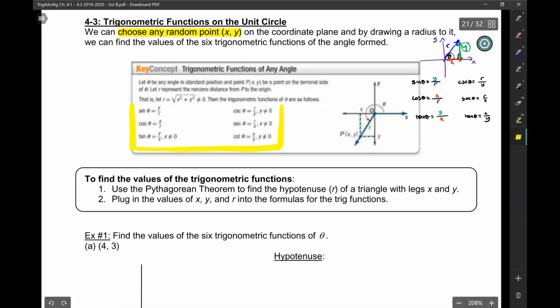I told you before, I always love my steps, right? So here's another one broken down into steps. To find the values of trig functions, first, we're going to use the Pythagorean theorem to find the hypotenuse. And in these cases, the hypotenuse is always going to be called r. And the legs are always going to be x and y. The second step is we're going to plug in the values of x, y, and r into the formulas that we talked about right up here.